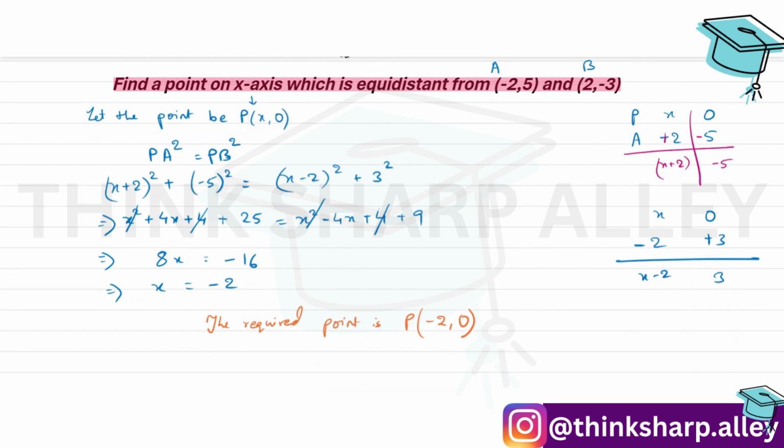Now if in this question, if the question had asked for a point on the y-axis instead of x-axis, we would simply assume the coordinates to be 0 comma y and proceed in exactly the same way. Now let's look at another question.